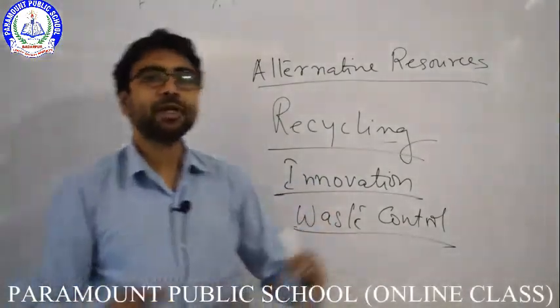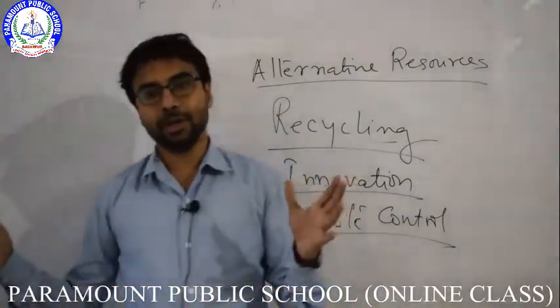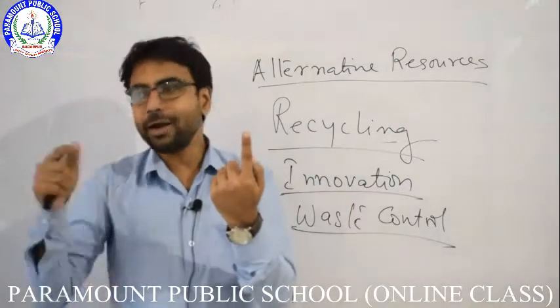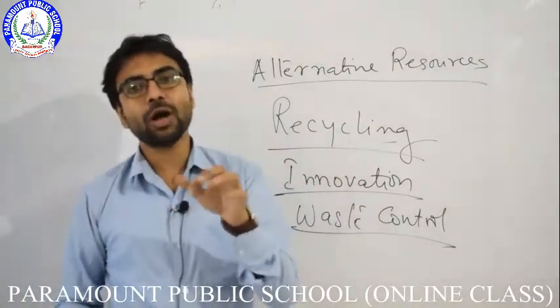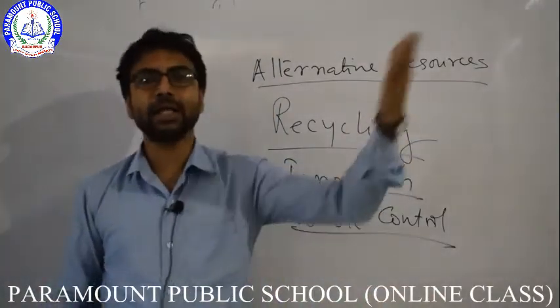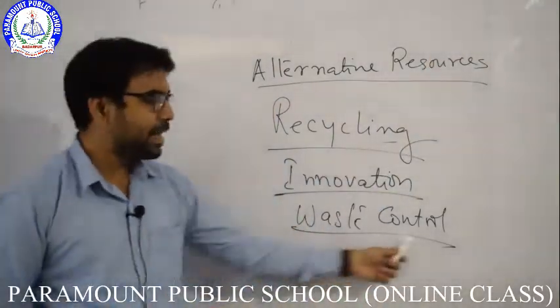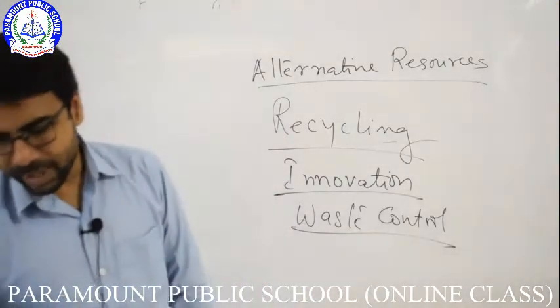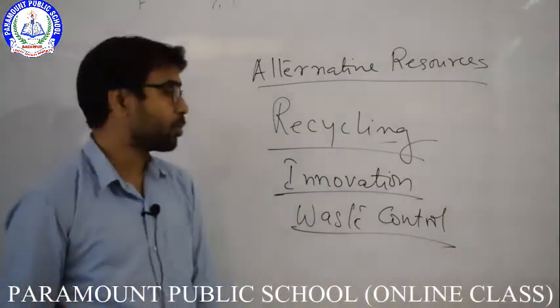So instead of taking out 5 cars for 5 people, we can take 1 car and drop people at the location. Or just for me, I take out a car. What is the need? I can take the bus, I can take the train. So waste control can be done like that. We can find measures to not waste things.